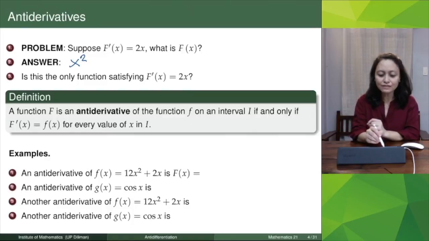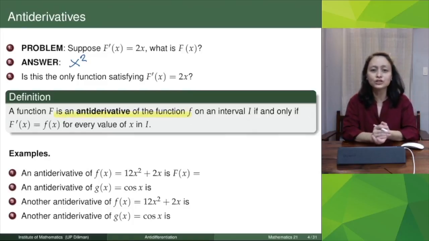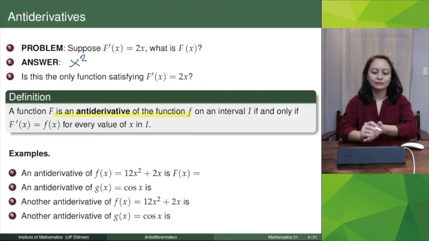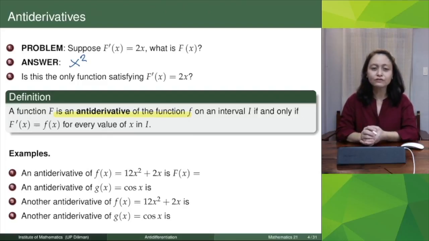A function capital F is an antiderivative of the function small f on an interval I if and only if F prime of x is equal to f of x for every value of x in that interval. So let's look at some examples. The antiderivative of f of x equals 12x squared plus 2x is?